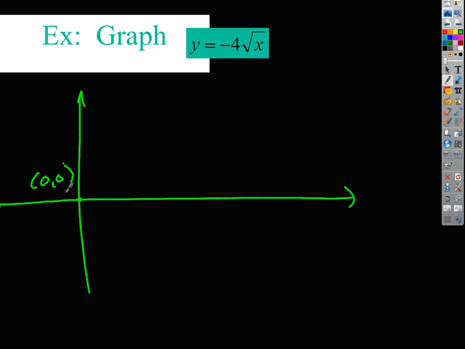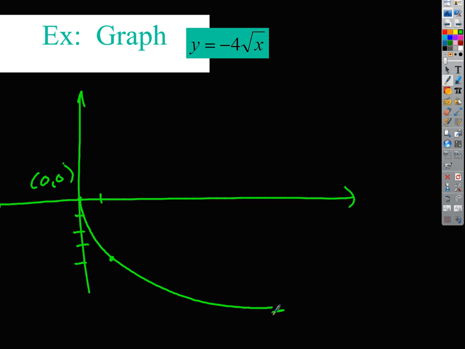But it's going to go through the point 1, a. Well, what's a? Negative 4. So I'm just going to go over 1 and down 4, and there's my second point. And I know what the shape is, right? The shape is it starts steep, and then it levels out. So that's what it's going to look like. Does that make sense?